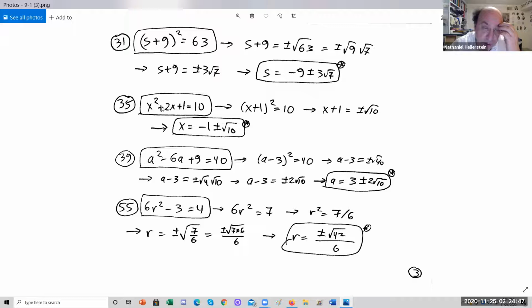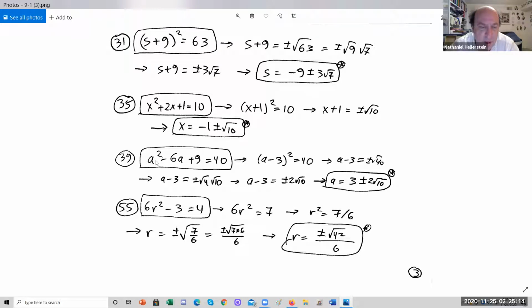Here we have x squared plus 2x plus 1 equals 10. Now, here, this left expression is a perfect square. Half of 2 is 1, squared is 1, so this is a square of x plus 1. So x plus 1 squared equals 10. So x plus 1 equals plus or minus root 10. And transposing the 1, x is negative 1 plus or minus root 10.